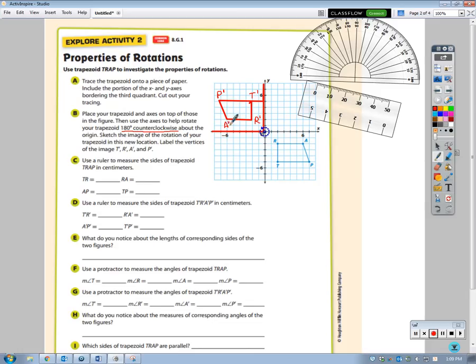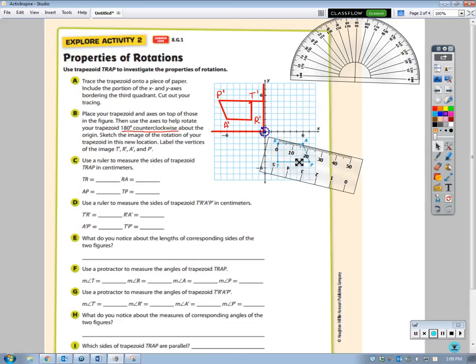We're going to use a ruler to measure the sides of the trapezoid in centimeters. So I've got my ruler here. And remember, this is my centimeter side. I know that from previous experience I'm going to have parts of a centimeter, so I've got my millimeter side here too. 10 millimeters is equal to 1 centimeter. So let's go ahead and move that down here to our pre-image. And we're going to measure side TR first.